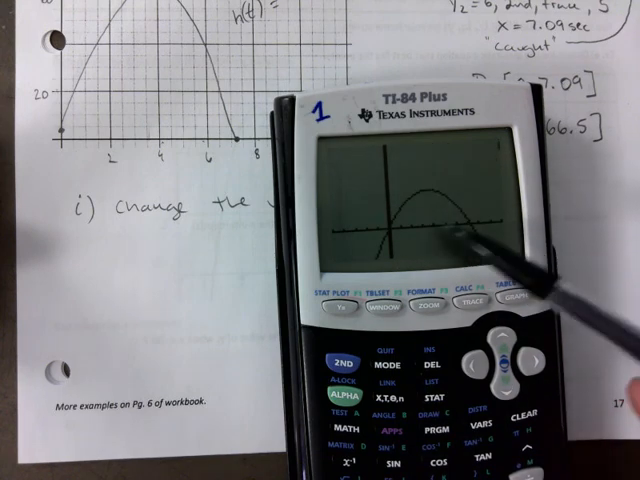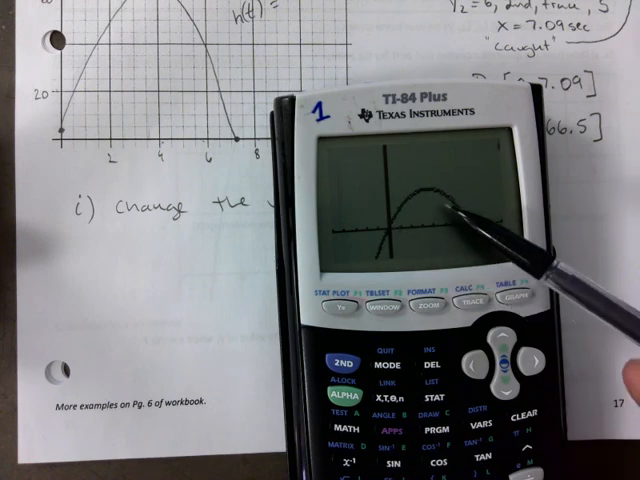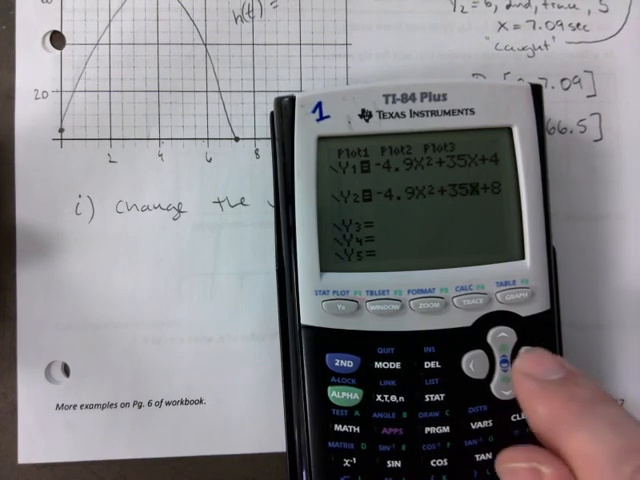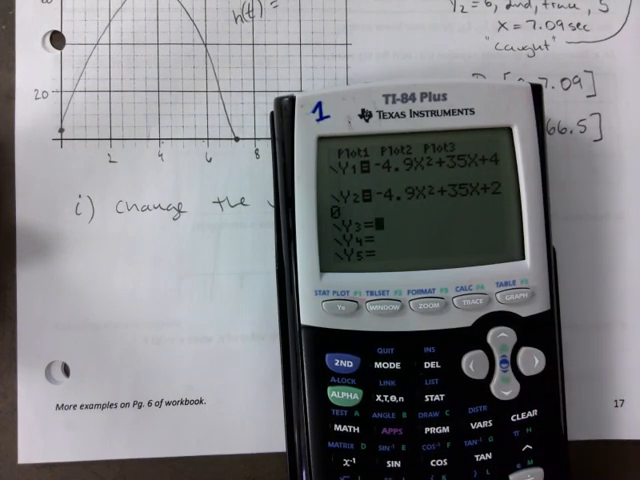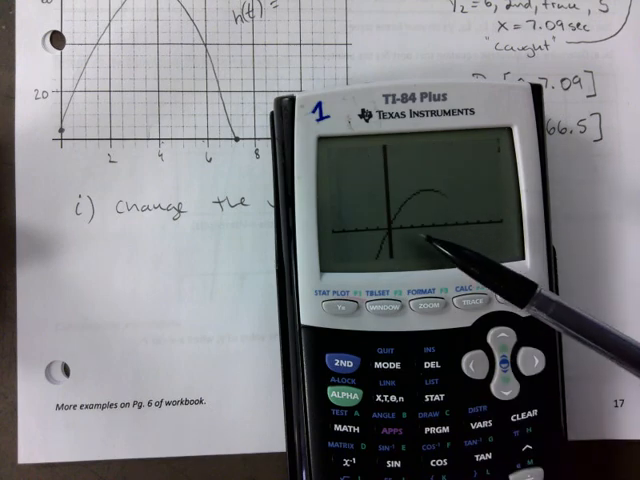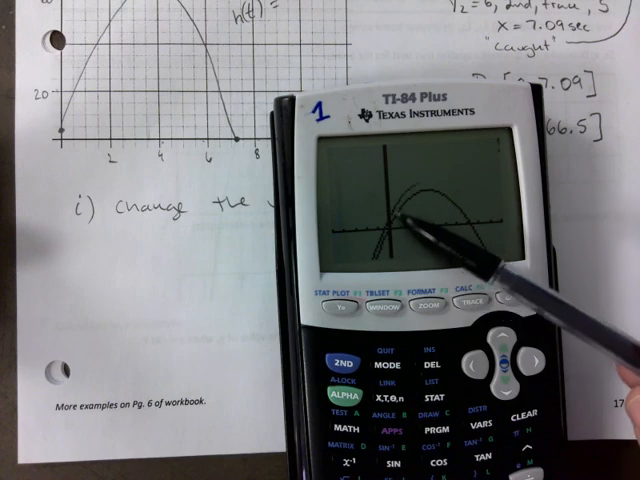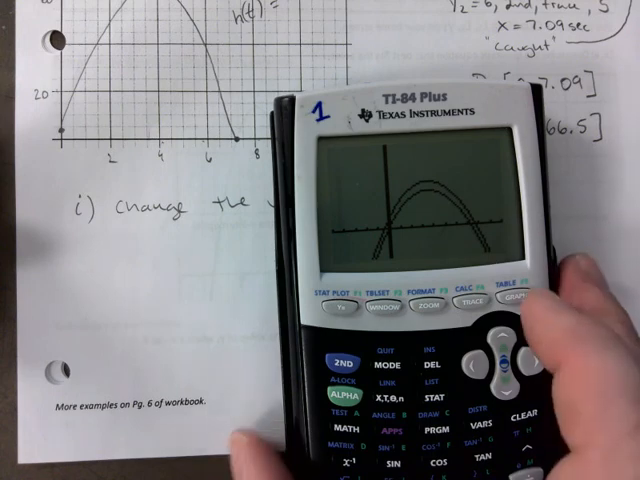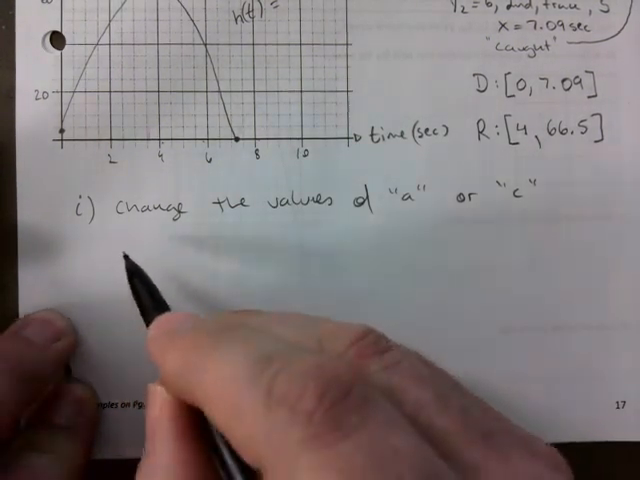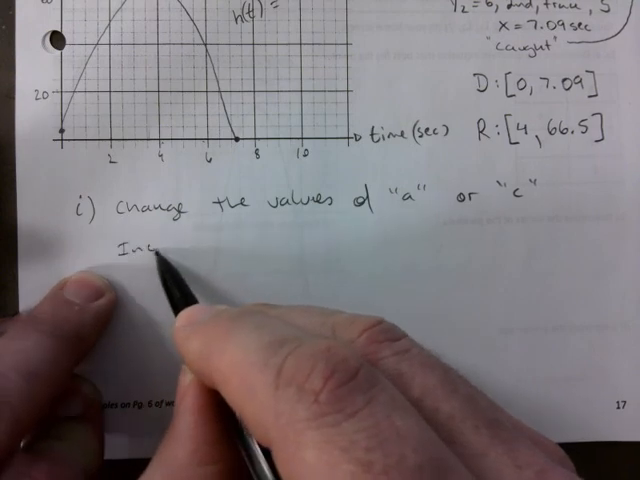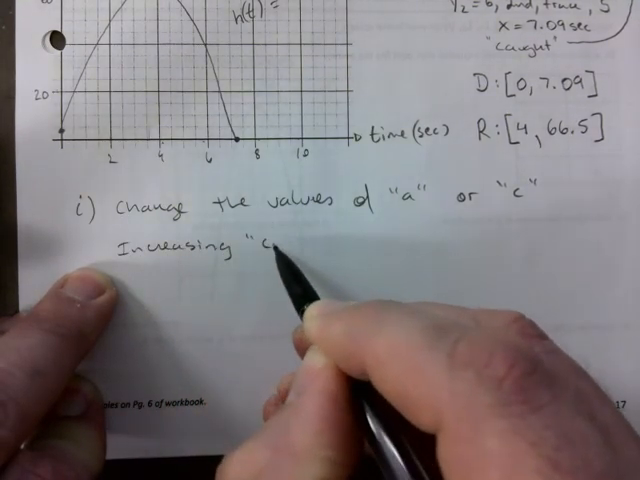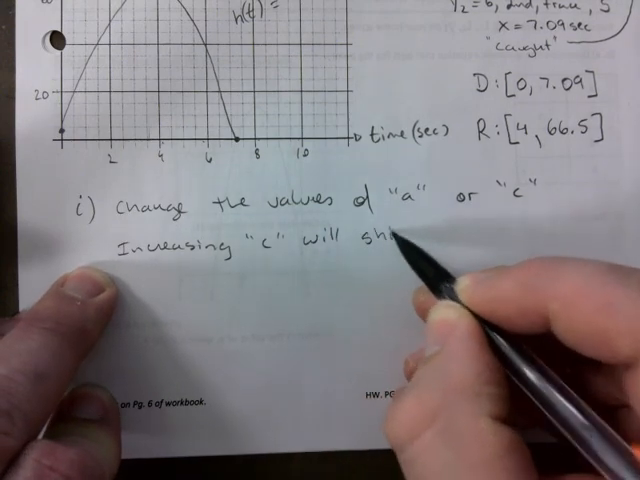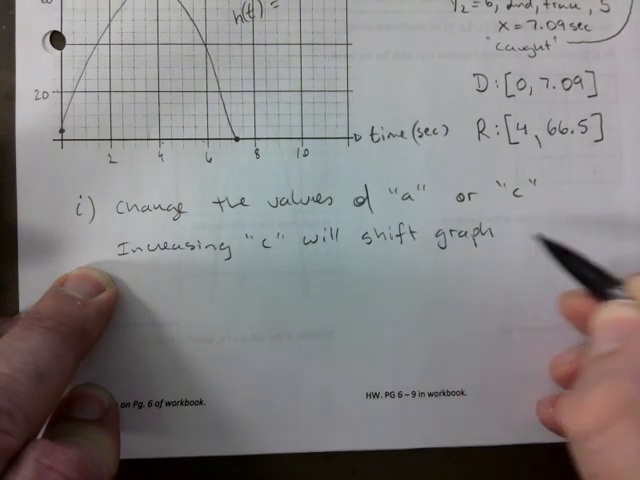This is the first one. And the second one is just barely higher. Not noticeable on the calculator. So I'm going to go plus 20 at the end so that it's more visible. So if you increase the C value, there it is. That would model the path of a ball that has a higher maximum height. Okay, increasing C will shift the graph upwards.